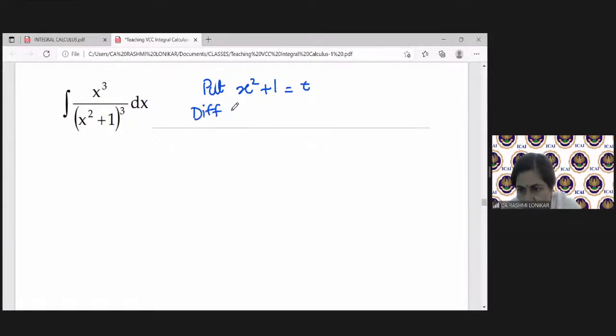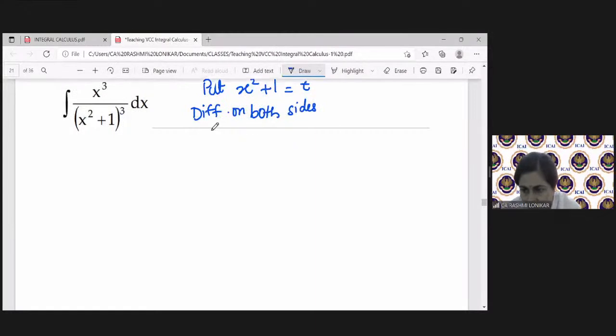Differentiating on both sides. Derivative of x square is 2x dx. Derivative of 1 is 0, is equal to dt. So I have x dx to be equal to dt upon 2.